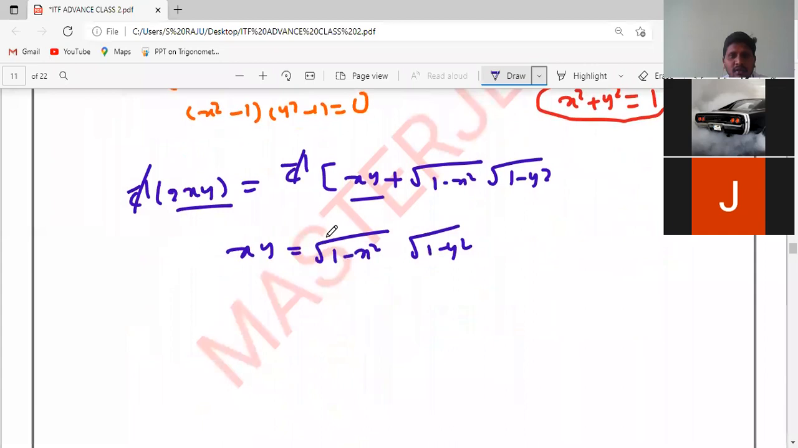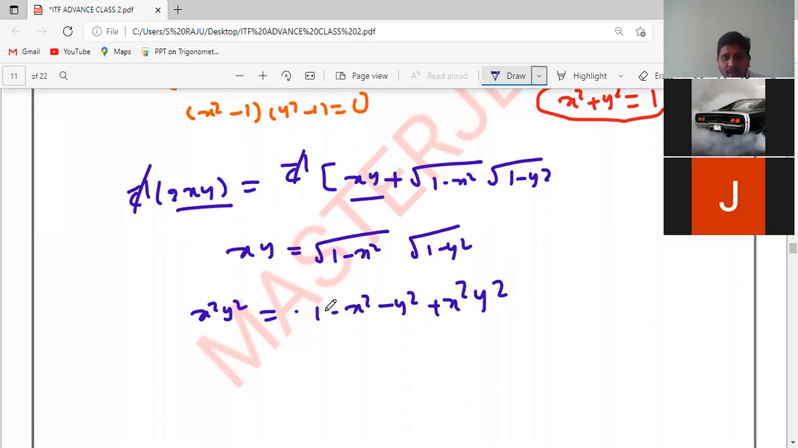Now squaring on both sides. We are going to get x square y square is equal to, squaring on both sides and multiplying here, 1 minus x square minus y square plus x square y square. Squaring and multiplying get cancelled. So what is the equation we got again? X square plus y square is equal to 1.